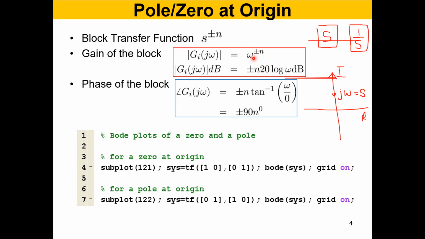You raise this to the power, you take the log of this to the base 10. So log of omega. When you have plus or minus n, this plus or minus n comes to the front when you take log, that's what happens. Plus or minus n. But this is not just log, it is 20 log.